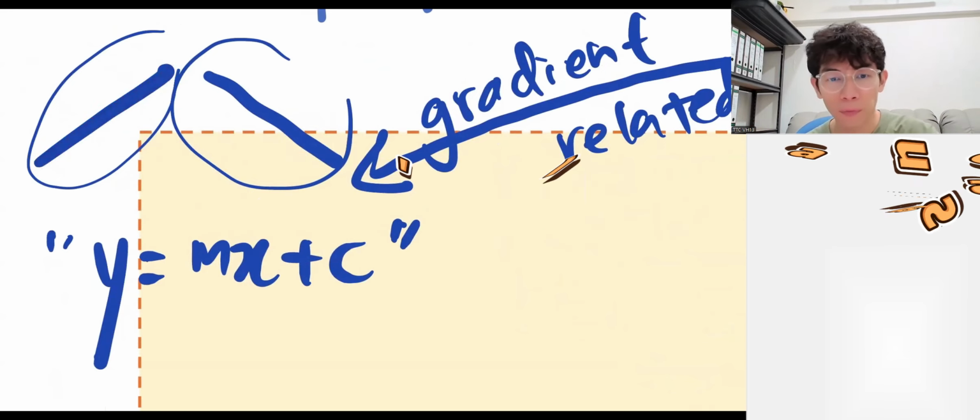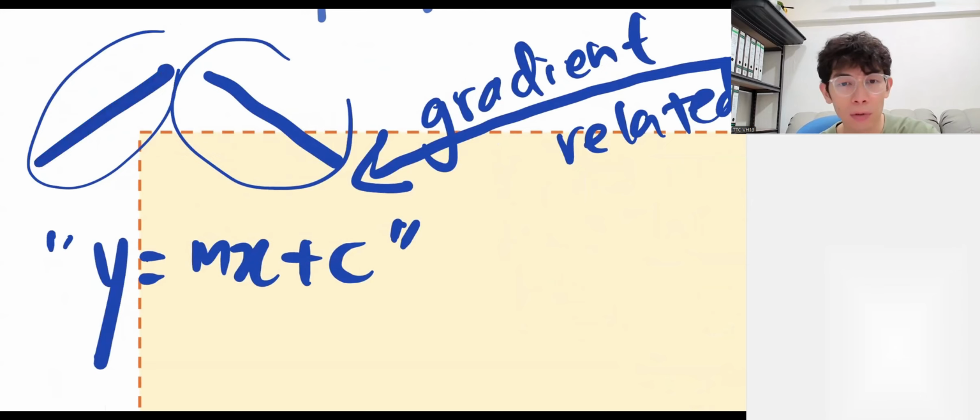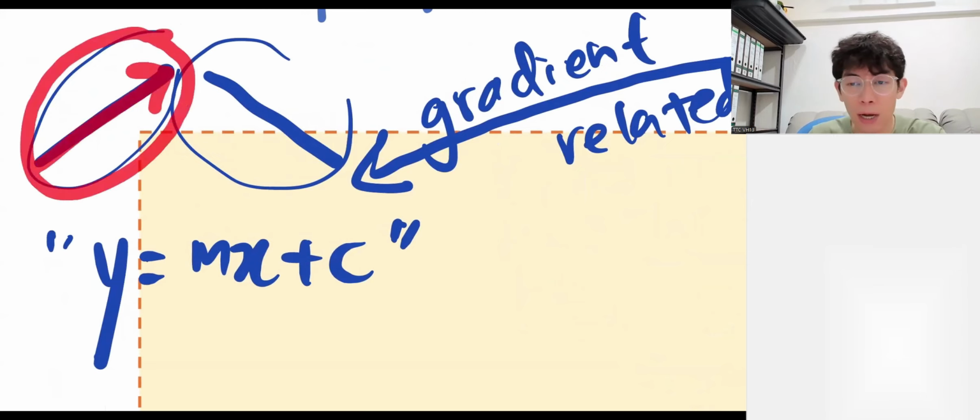So one student said down, okay, but changed to up already. Okay, so this is up or down, this one? This one, does the graph go up or go down?